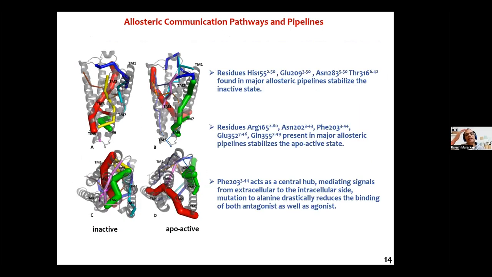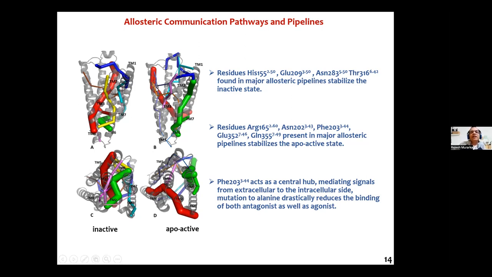And then you can see that these are the allosteric pipelines which are connecting the extracellular side to the intracellular side of the receptor. The left-hand side is the inactive state of the receptor and the right-hand side is the putative active state. What we see is that these red pipelines in the inactive state go via TM2, TM3, and TM5. Then there is a green cluster, which is also connecting in the intracellular part of the receptor. These pipelines stabilize the inactive state of the receptor, which we already analyzed. I'm not going into the detail, but if someone is interested, they can look into the paper.